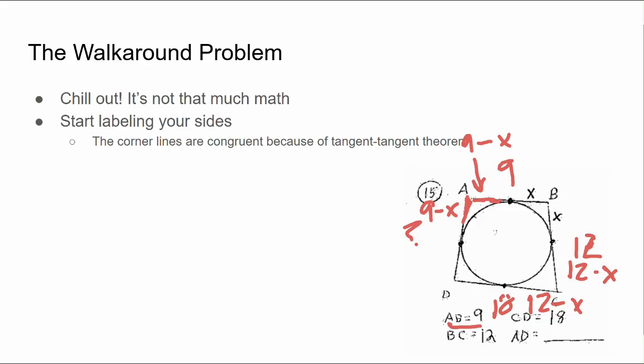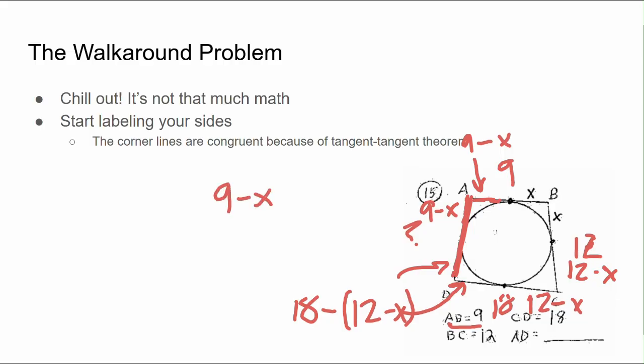And then this last side here is where it gets tricky. The whole thing is 18, and this part is 12 minus x. So actually, it's 18, which is the whole thing, minus (12 minus x) is that side, and this side. So now you have this whole side together. So the whole formula is going to be 9 minus x plus 18 minus (12 minus x). And don't forget your parentheses, because that's important here, and you'll see why in a second.